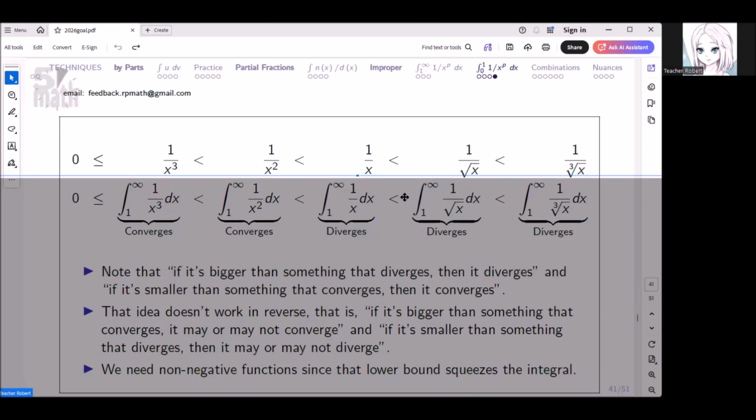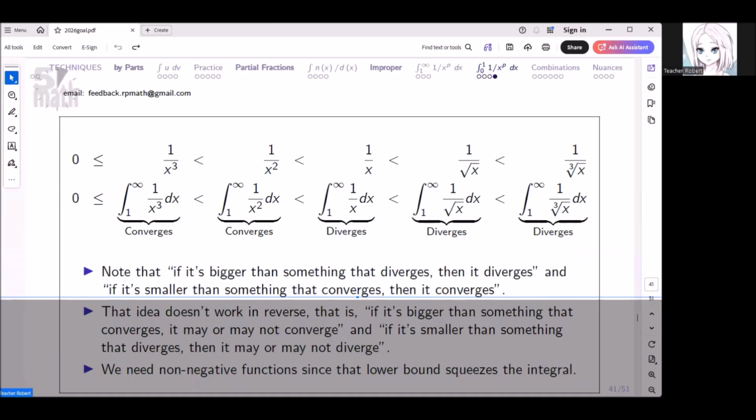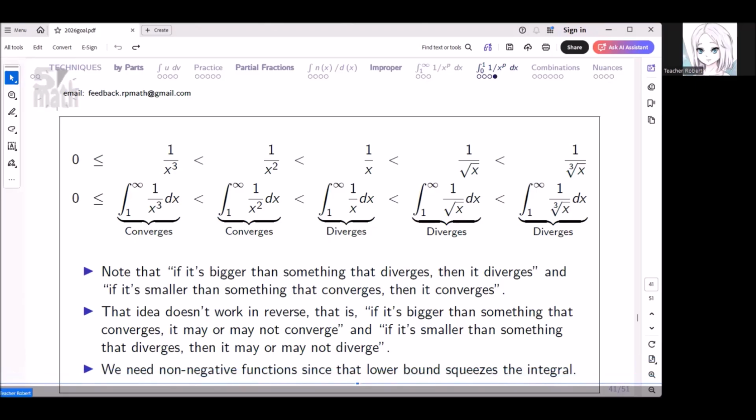Here are functions and improper integrals. Note that if it's bigger than something that diverges, then it diverges. And if it's smaller than something that converges, then it converges. The idea doesn't work in reverse. That is, if it's bigger than something that converges, it may or may not converge. And if it's smaller than something that diverges, then it may or may not diverge. We need non-negative functions since that lower bound squeezes the integral.